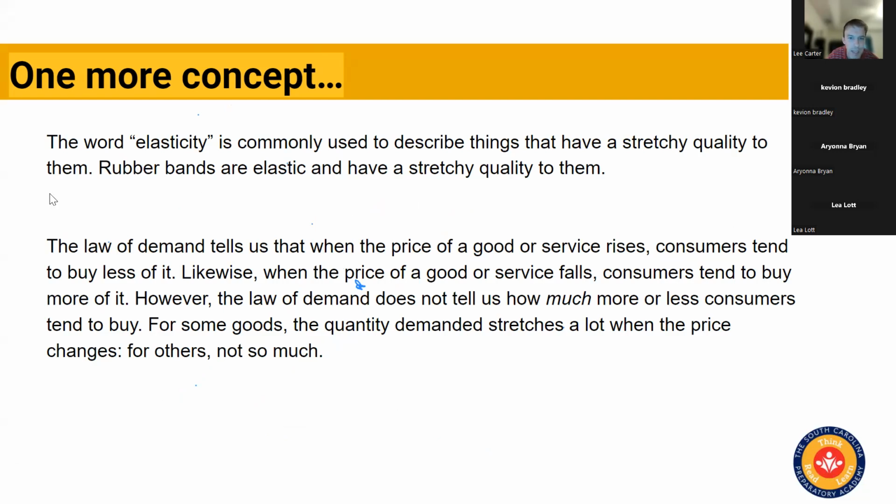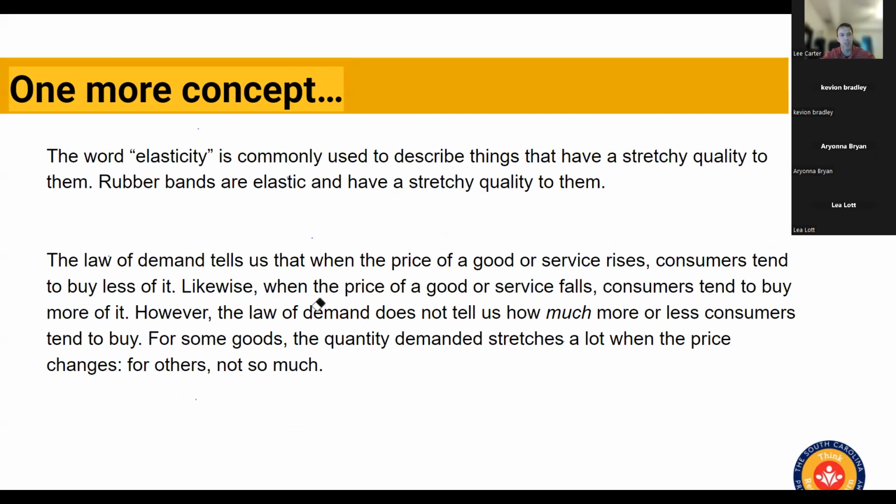So if you hear the term elastic, you might think of how a rubber band is stretchy, right? They stretch and then they come back together, right? So the law of demand tells us that when the price of a good or a service rises, people buy less of it. But when the price of a good or service falls, people buy more of it. But it doesn't tell how much more or less people buy.